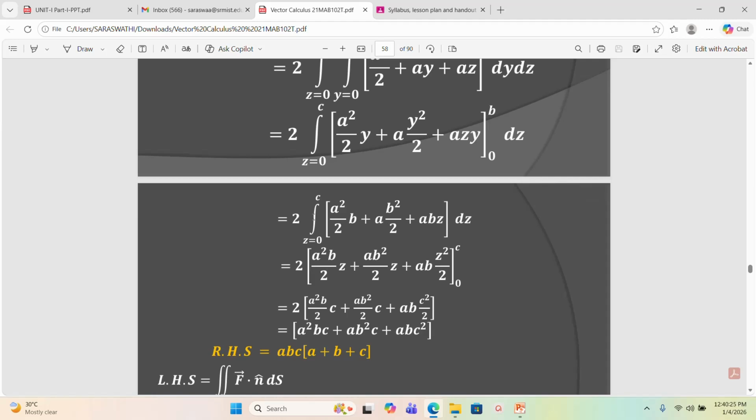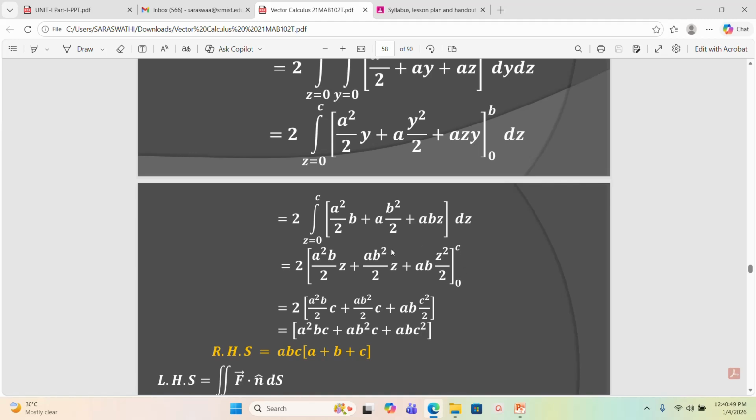Finally, the last integral: z equal to 0 to c, the value of this into dz. So now integrate with respect to z. ba square by 2 is the constant, integral dz equal to z. ab square by 2 is the constant, integral dz equal to z. ab is the constant, integral z dz equal to z square by 2, with limit from 0 to c.